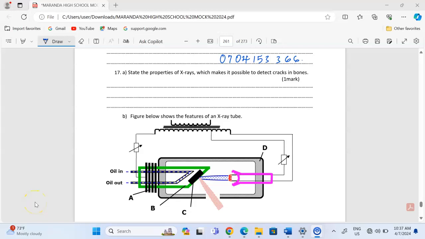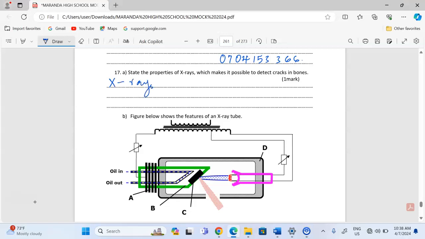We're going to discuss physics paper 2, number 17, part A. State the properties of X-rays which makes it suitable to detect cracks in bones. So the property of X-rays, amongst the many, but the one which strictly makes it possible for X-rays to detect cracks in bones is the fact that X-rays possess energy.